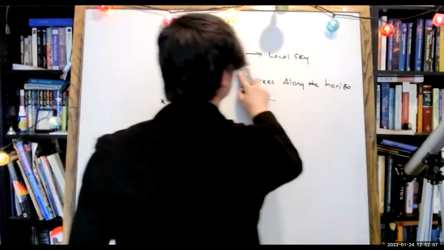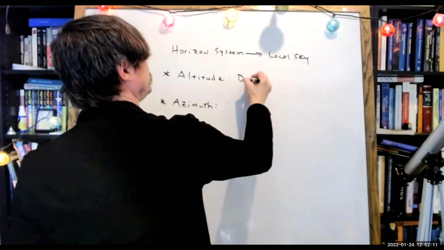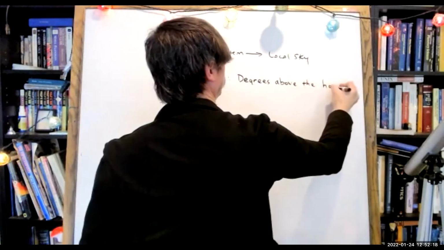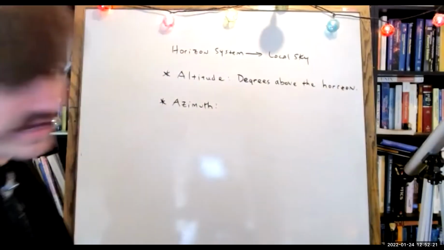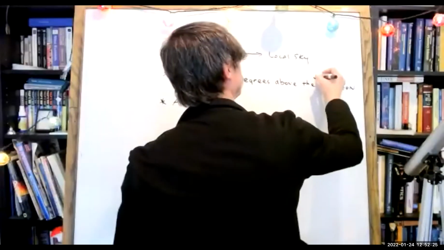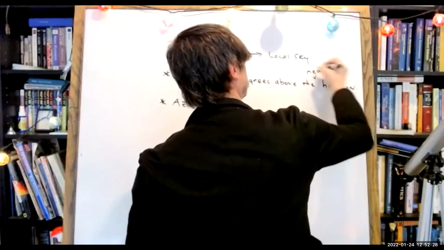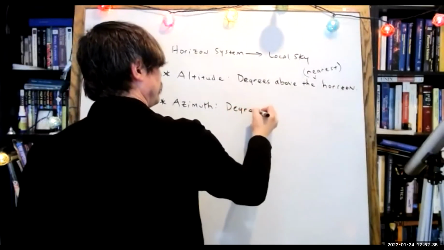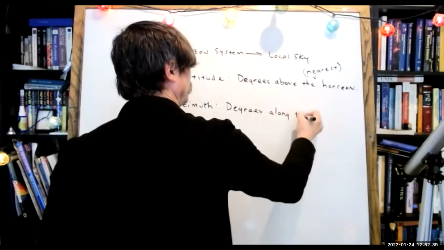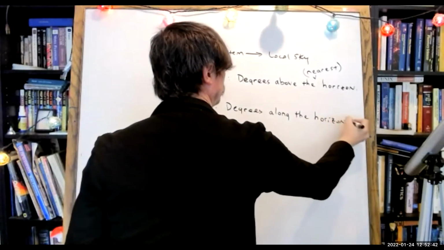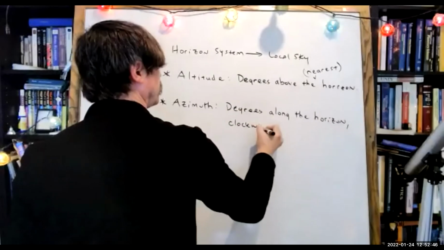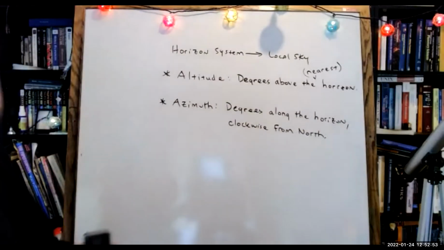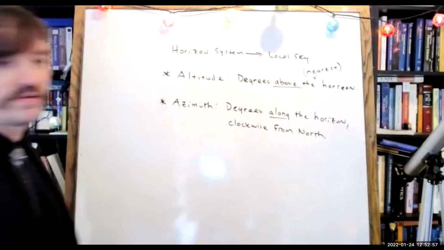Sorry. Apologies. Altitude is defined as degrees above the horizon. And for completeness, I should include degrees above the nearest horizon. Azimuth is defined as degrees along the horizon, measured clockwise from north. Here I'd like to underline above and along, as those are key distinctions.